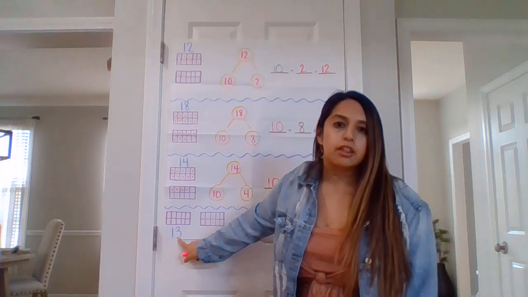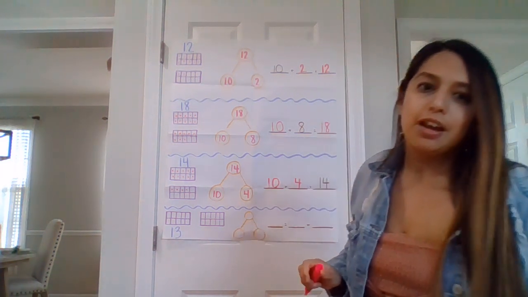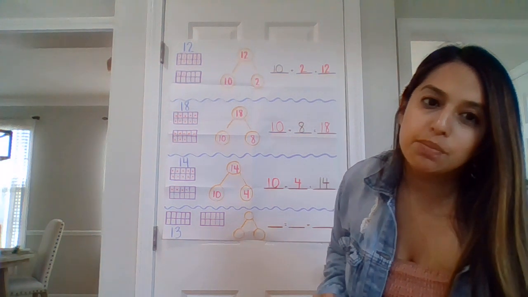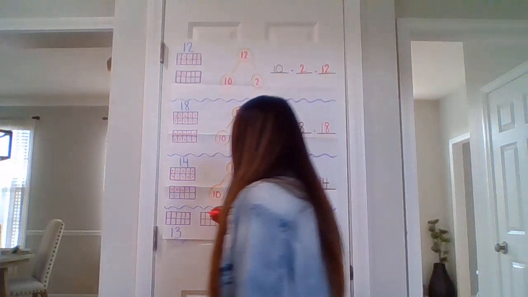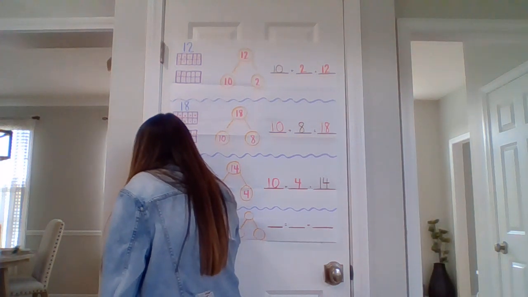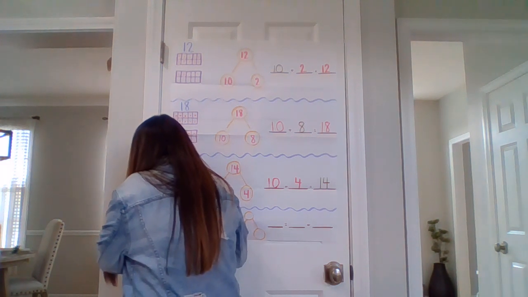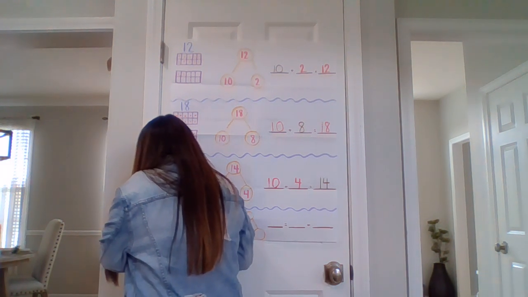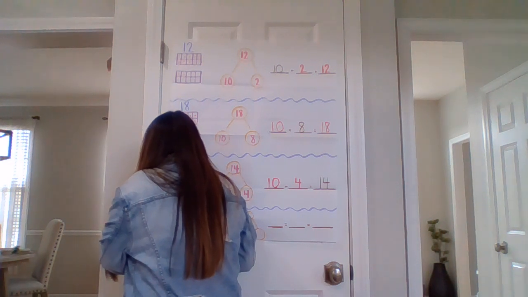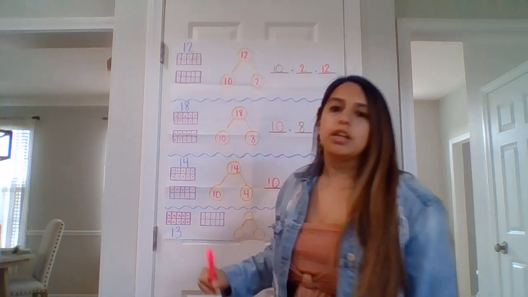The number is 13, okay? So I'm going to go ahead and start with my 10 frames, fill up my first 10 frame. I'm going to fill it up with 10. We always know with our teen numbers, we're always going to fill up that first 10 frame because a teen number is made up of 10 and some ones. So here's my group of 10.